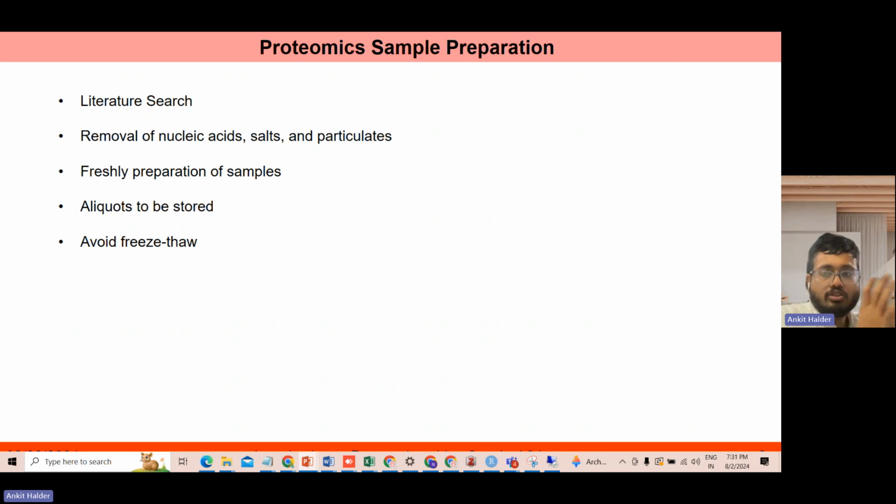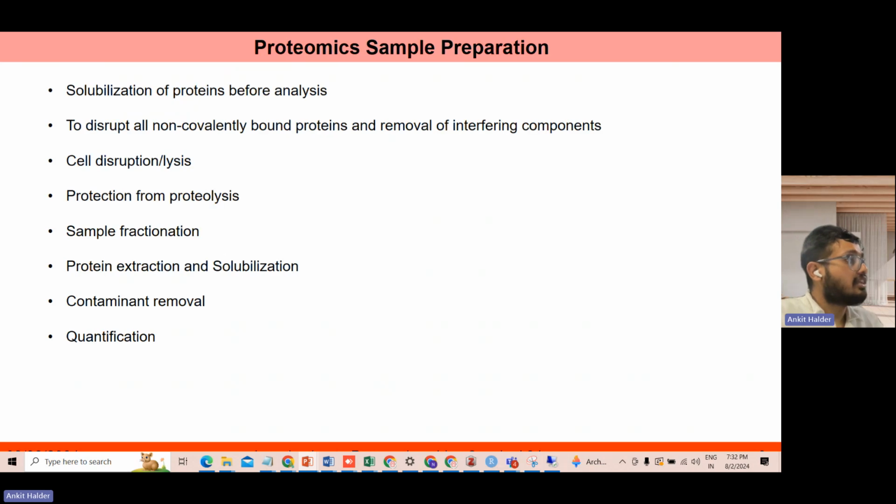Just prepare the sample, store it in aliquots, and make different aliquots and keep them, so that if you are taking out one aliquot for protein quantification or one aliquot for a gel, the other aliquots should be kept preserved, because otherwise repeated freeze-thaw will lead to degradation of the protein. This is very, very important once again. Okay, so these things need to be kept in mind very thoroughly.